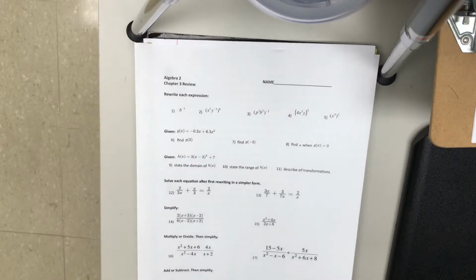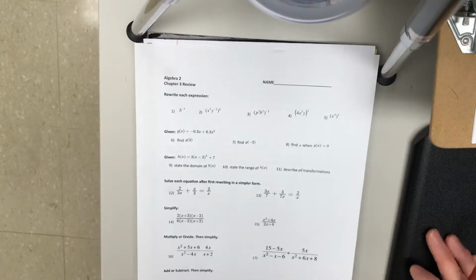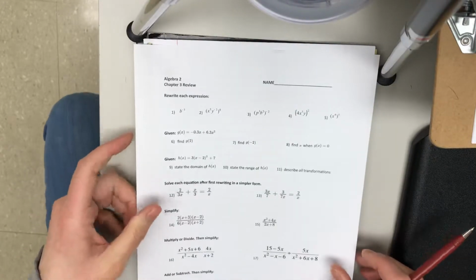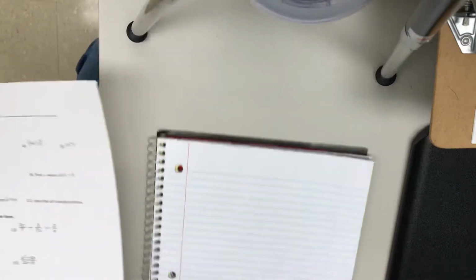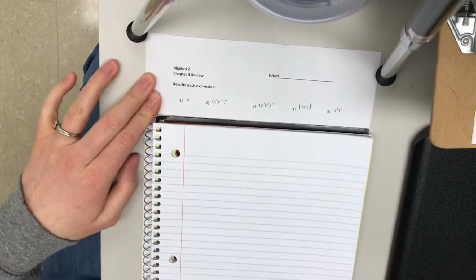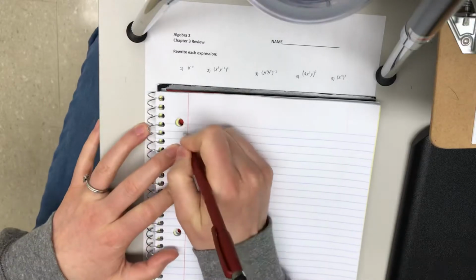All right, I'm going to go through the Algebra 2 review, the top section about exponents, 1, 2, 3, 4, and 5 in this video. Okay, and these are all regarding exponents. So I'm going to do this. I think you can see.